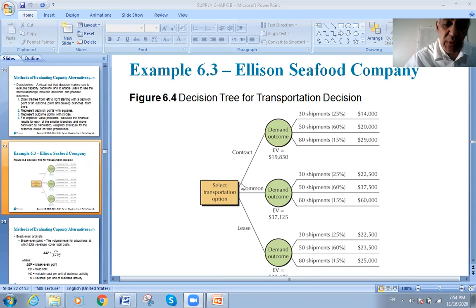The squares always represent a point of decision. So we represent the squares for the decisions. The circles are for the events of the probability distribution. Let me show you this with an example now.